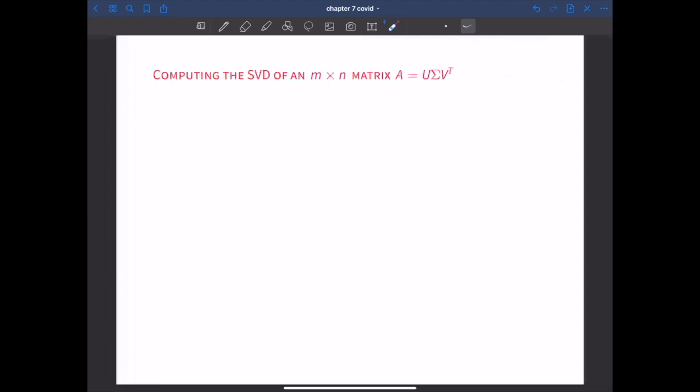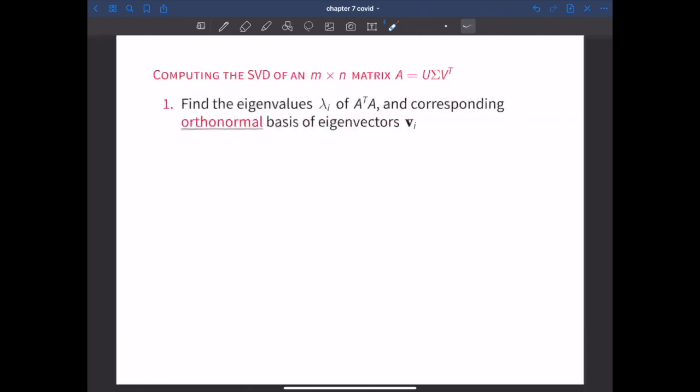So here's the step-by-step way to compute the singular value decomposition of a matrix A, which is where we want to split it up into U times sigma times V transpose. The first step is to compute the matrix A transpose A. We find its eigenvalues, and then we find an orthonormal basis of eigenvectors for A transpose A. Once we've found the eigenvalues and these eigenvectors, we're actually a lot of the way done.